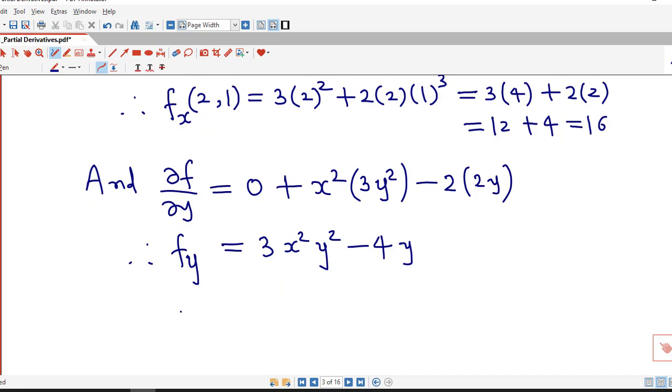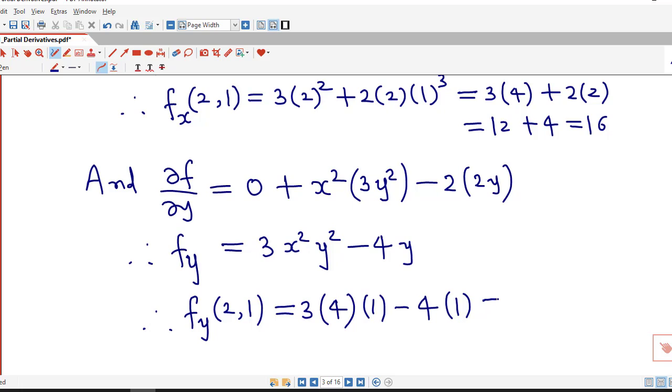These are different notations for the same partial derivative, and we are interested in the partial derivative at the point (2, 1). So we put x equal to 2, so 2 square, that is 4, 1 square, which is 1, 4 and 1. So this is nothing but 12 minus 4, which is 8.